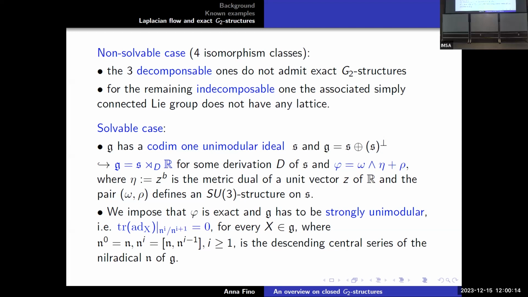Let's start with your radical G. Let's take the nilradical. Let's take the descending central series. And the condition is that the trace of ad is equal to zero on any quotient N_i over the next ideal in the central series.